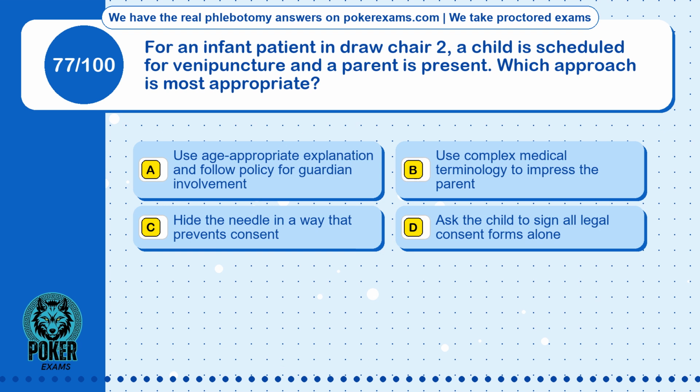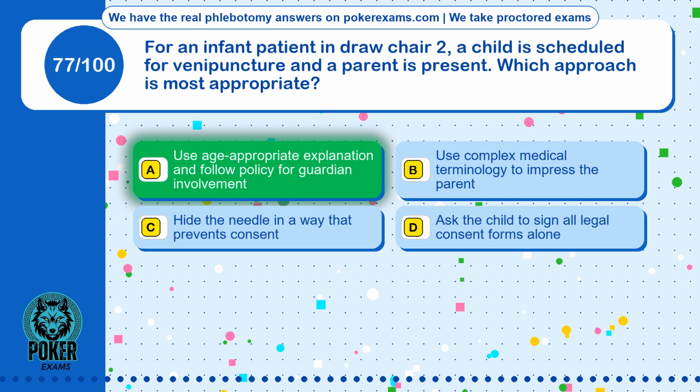Question 77. For an infant patient in draw chair 2, a child is scheduled for venipuncture and a parent is present. Which approach is most appropriate? Option A. Use age-appropriate explanation and follow policy for guardian involvement. Option B. Use complex medical terminology to impress the parent. Option C. Hide the needle in a way that prevents consent. Option D. Ask the child to sign all legal consent forms alone.